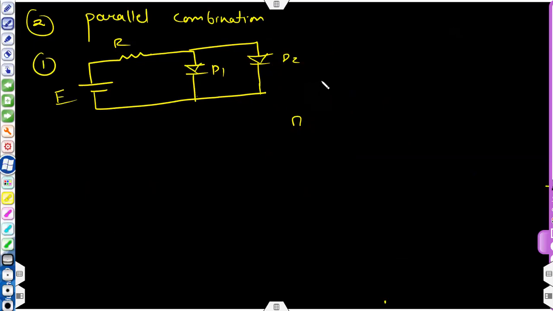Okay, so let's say that D1 and D2 are silicon diodes, and we will be assuming that Vk of silicon is 0.7 volt.